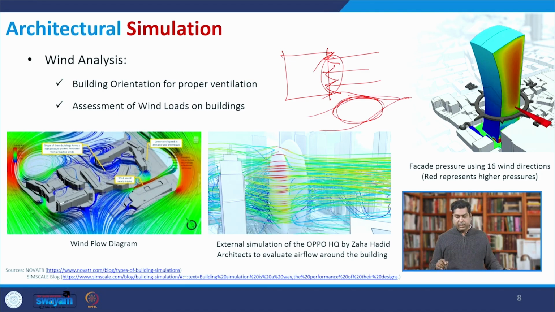So here you can see for this particular building, for this particular surface, this is the wind direction and it is creating so much pressure. This is the external simulation of the Oppo headquarters designed by famous architects Zaha Hadid Architects, and here you can see how the airflow around the building is simulated. For this kind of profiling of the building, it is reducing the wind pressure and can sustain better. So the application of the simulation is helping to determine the overall shape of the building.